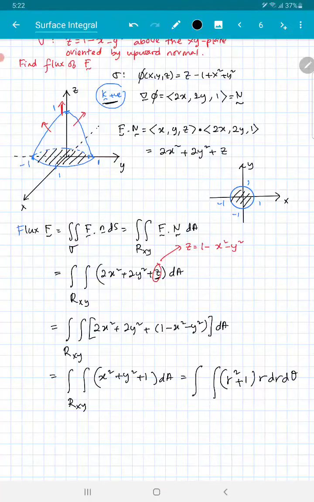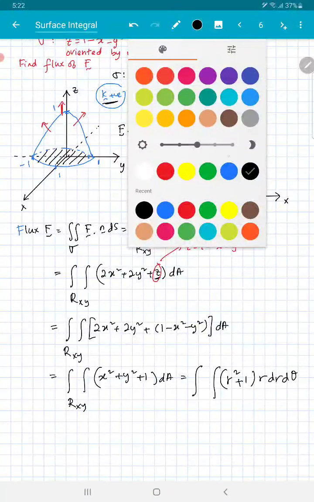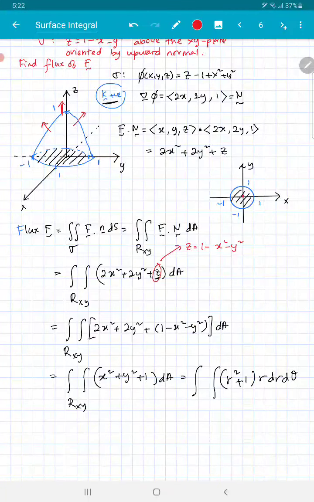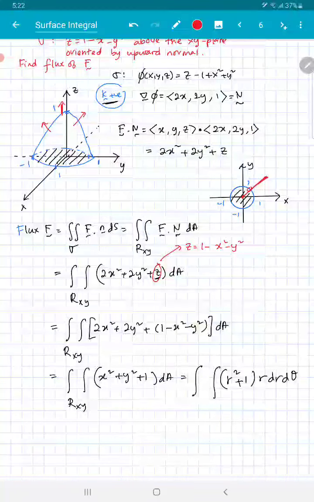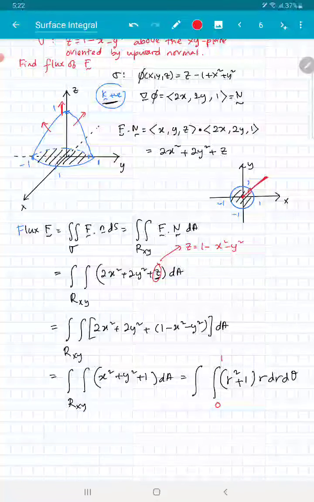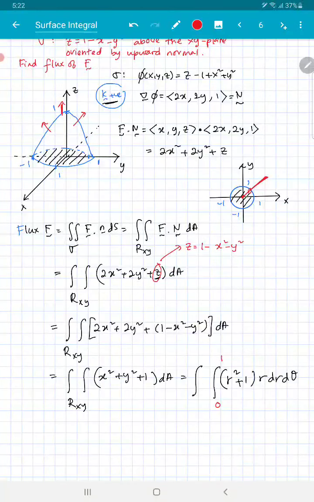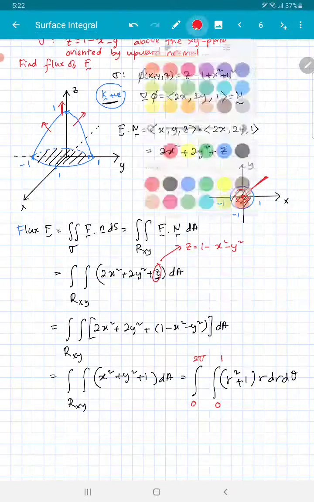Now to get the limits for r and theta, just refer to our region. Draw a straight line from the origin across our region. You can see that the region starts from the origin and then it stops on the blue circle. So r is from 0 to 1 because the blue circle is r equals 1. And for the limits of theta, we have a whole circle here, so theta is going to be from 0 to 2 pi.